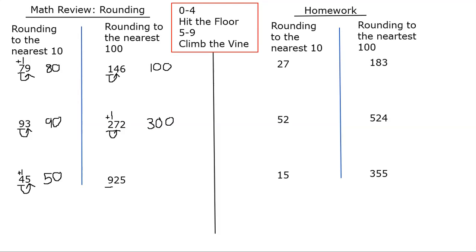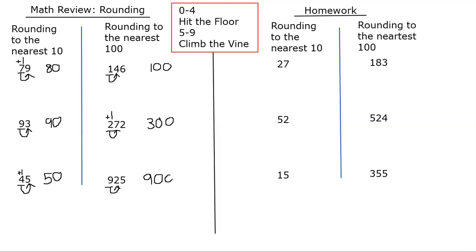Moving on. Underline the 100 spot. Look to the right. 0 through 4, hit the floor. 2 is in between 0 through 4, so that means this is going to stay the same. So 9 stays the same. Everything to the right turns to 0.